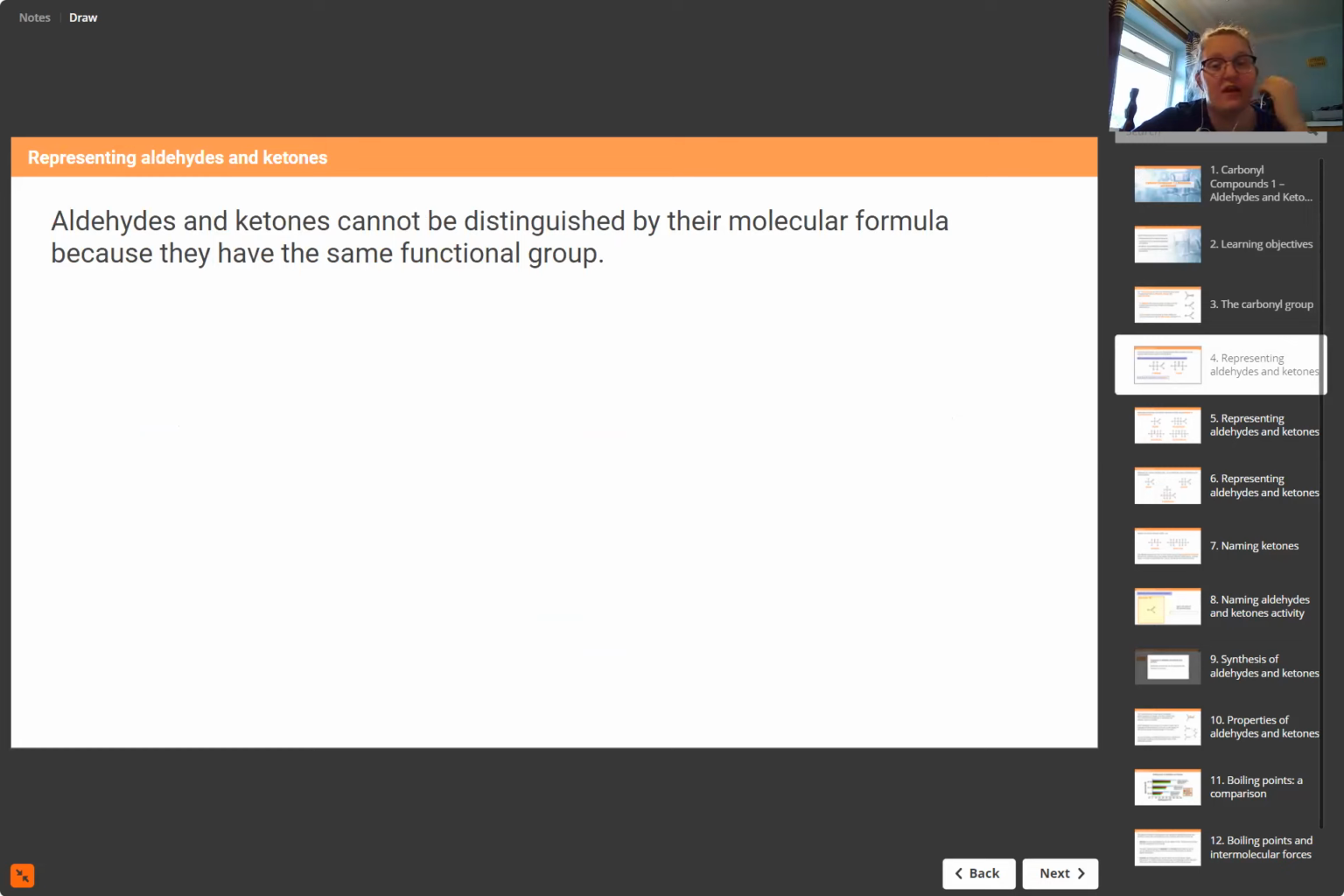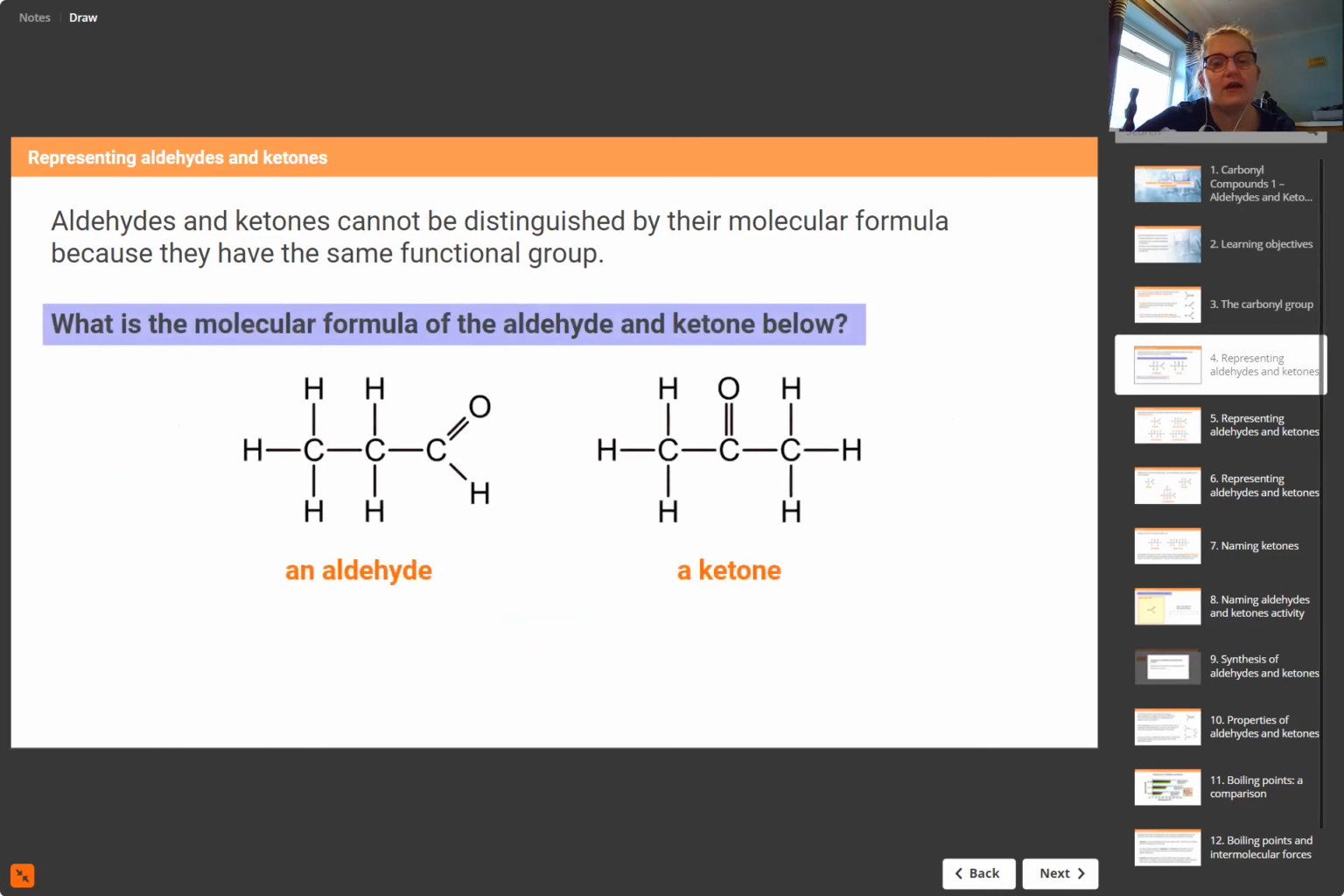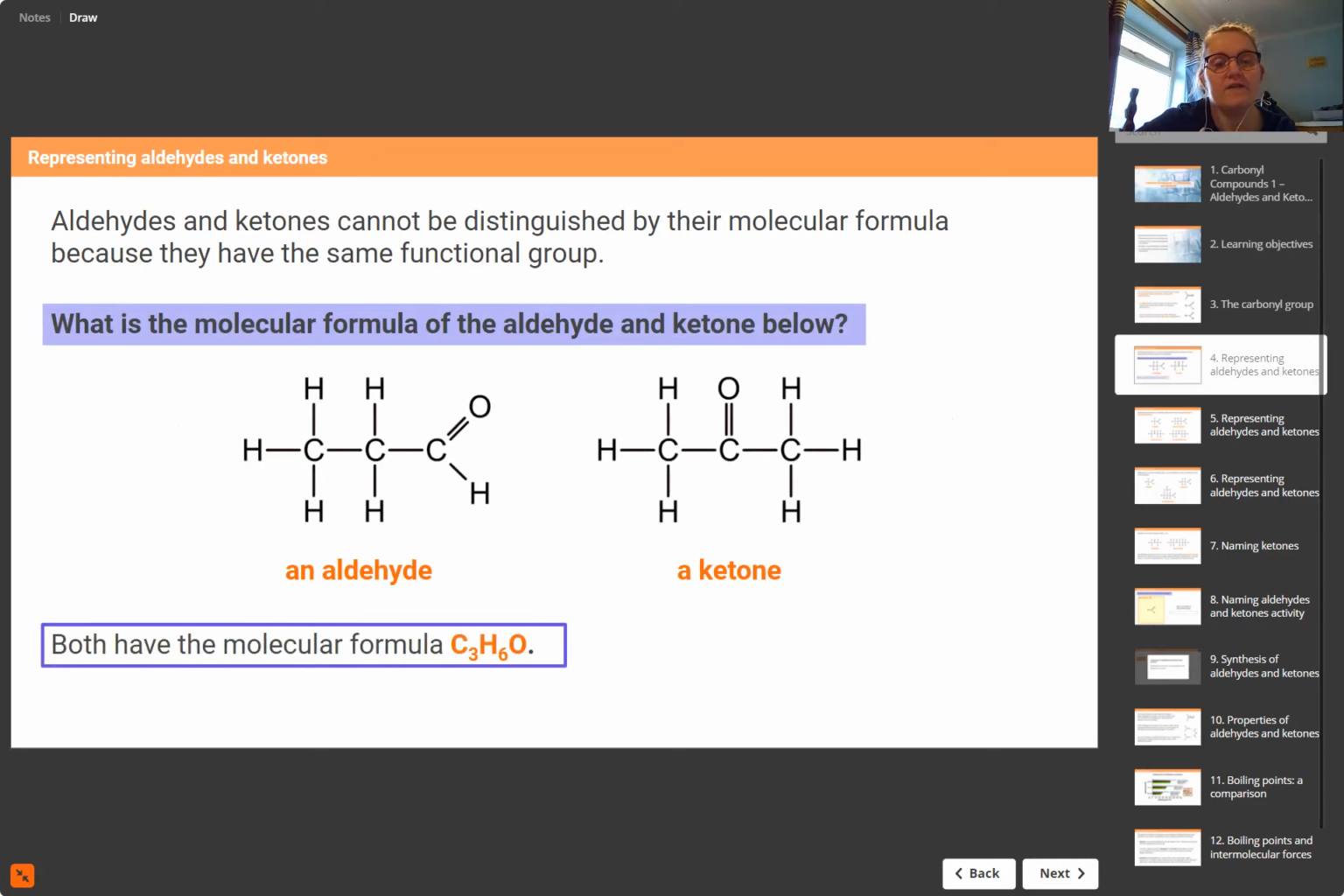So when we're representing aldehydes and ketones, we can't distinguish them by their molecular formula because they have exactly the same functional groups. So for example, we've got an aldehyde and a ketone here. If we wrote out the molecular formula, both have a molecular formula of C3H6O. So if you're just given the molecular formula, you can't actually tell if something is an aldehyde or if it's a ketone. So we have to use the display formula in these situations. So that's really important to note, but just by giving the molecular formula, you will not be able to identify if a molecule is an aldehyde or a ketone.